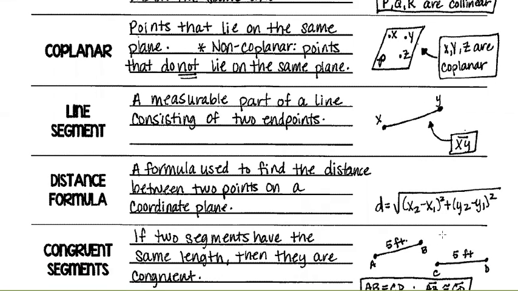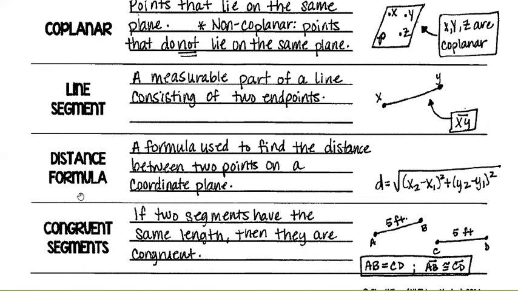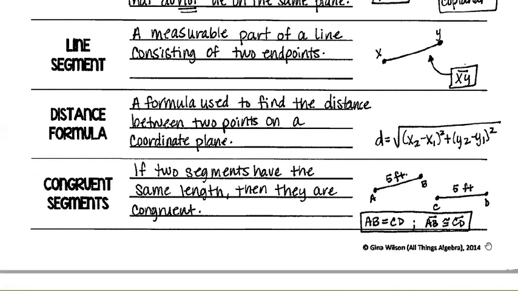Let's see, congruent segments. If 2 segments have the same length, then they are congruent. So if segment AB is 5 feet and segment CD is 5 feet, then I could say that AB is equal to CD and segment AB is congruent to segment CD. That is what congruent segments are.